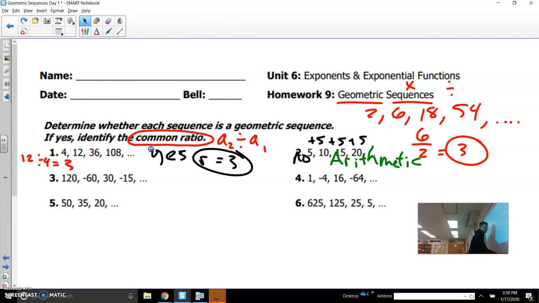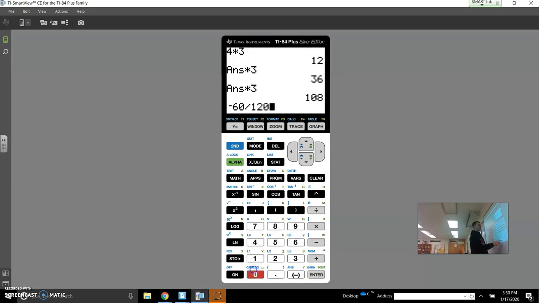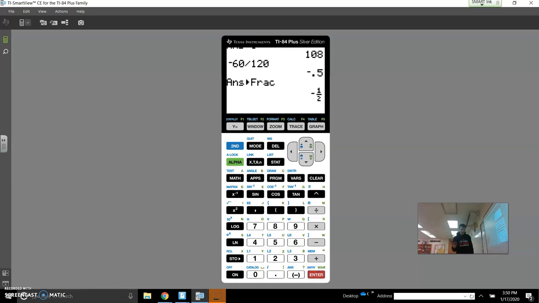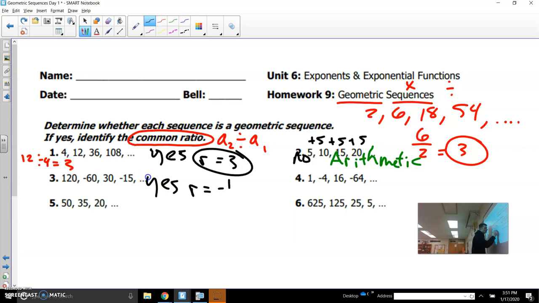Now, as a math teacher, the more difficult ones that I see students have problems with is like number 3. The numbers seem to be decreasing. If I take that second number, negative 60, and divide by that first number, 120, I get negative 0.5 or negative 1/2. So basically I am halving each number, and the signs are changing back and forth. Half of negative 60 is 30. Half of 30 is negative 15. So this one also is yes, and that common ratio would be negative 1/2.